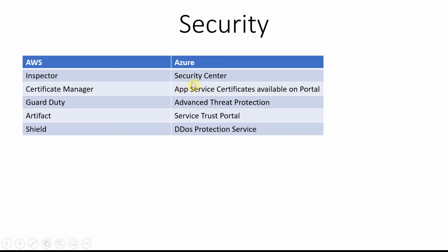So that is where the security center plays a major role. And then here it is Inspector on the AWS equivalent side. Then this is managing the certificates, when you're looking for HTTPS. HTTP is a non-secured platform, but if you're looking for a secured platform, then HTTPS stands for secured. So HTTPS is the secured platform you use, but for HTTPS, you should manage the certificates.